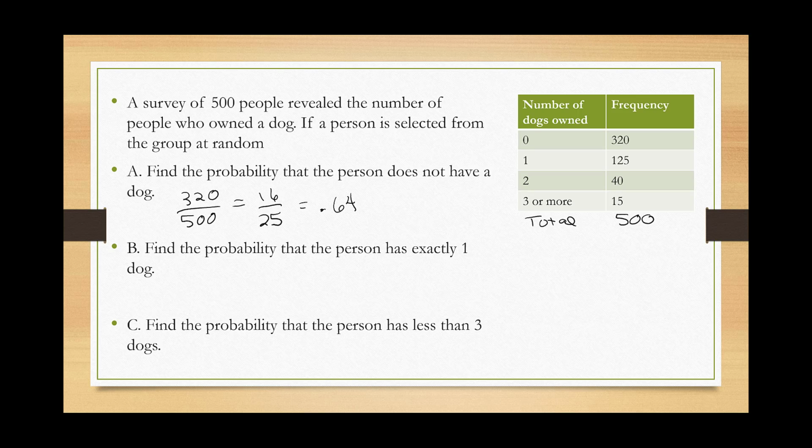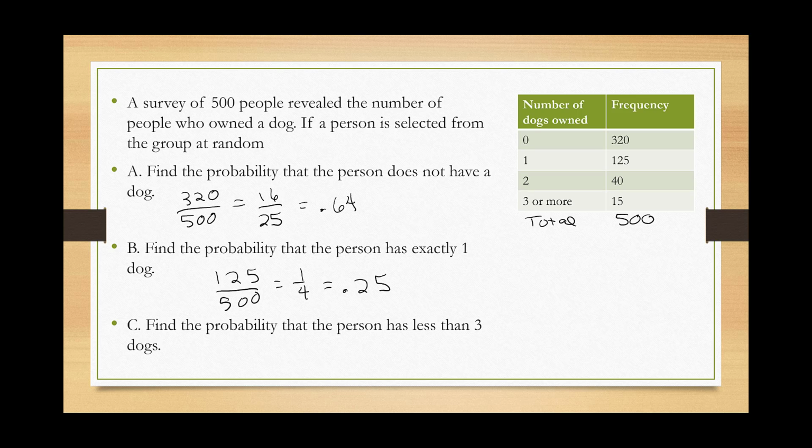Let's find the probability that the person has exactly one dog. So exactly one dog is 125 over 500. That could be reduced to 1 over 4, or as a decimal, 0.25.